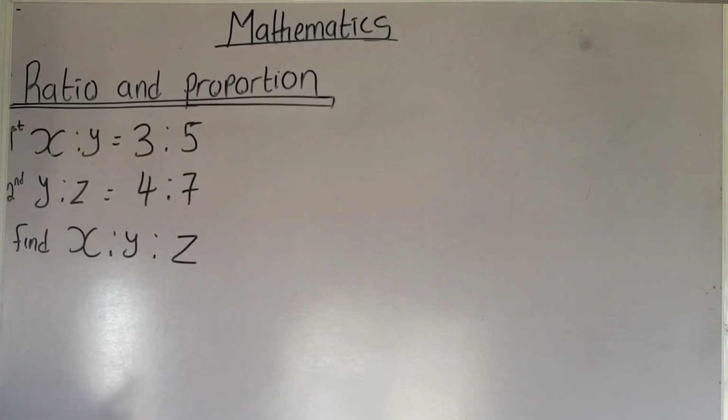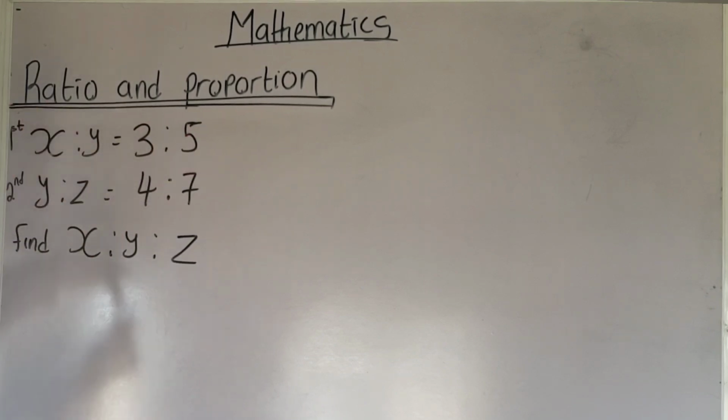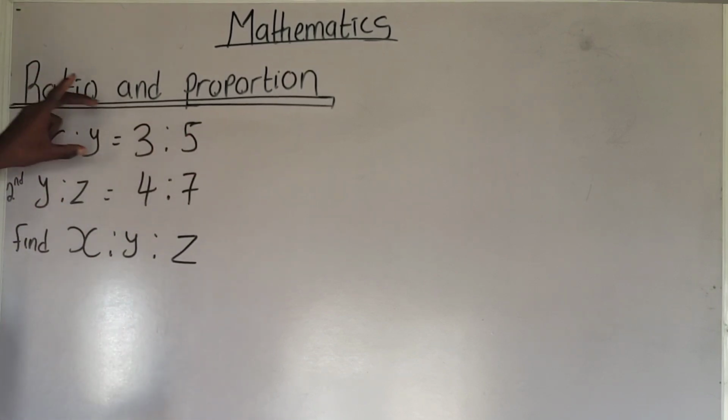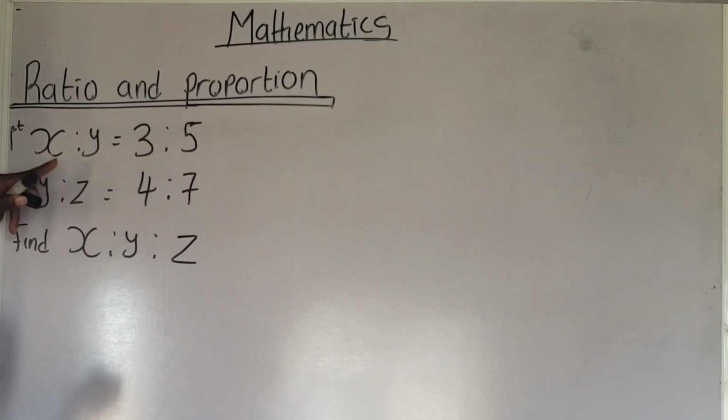To find x to y to z, we have to make the value of y uniform in the first and second ratios. To do this, we multiply the first ratio by the value of y in the second ratio, and then multiply the second ratio by the value of y in the first ratio. The value of y in the second ratio is 4, so I'm going to multiply the first ratio by 4.